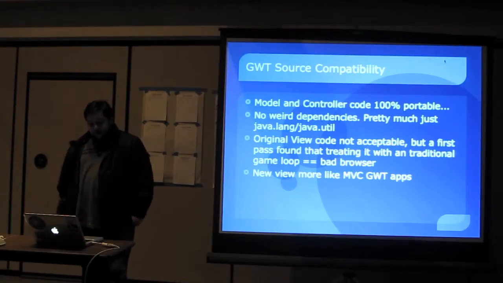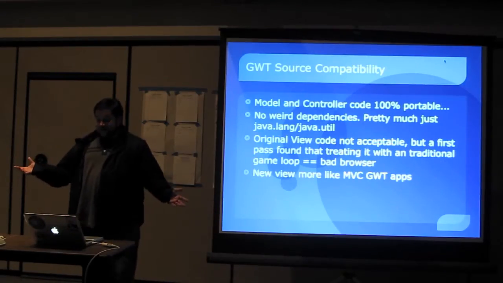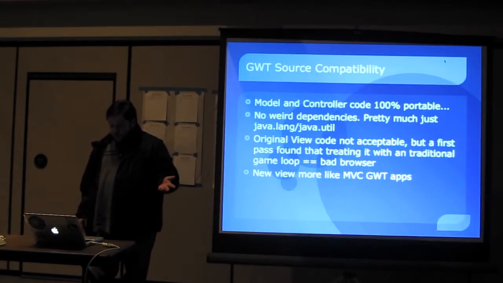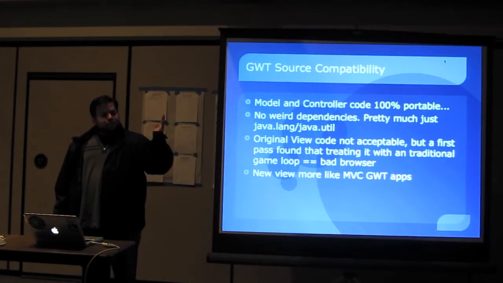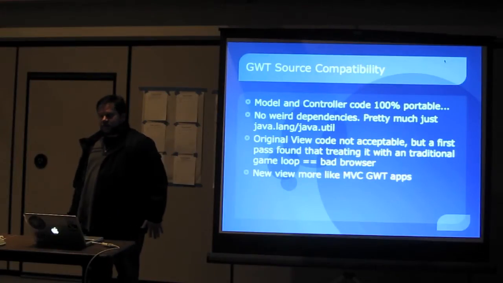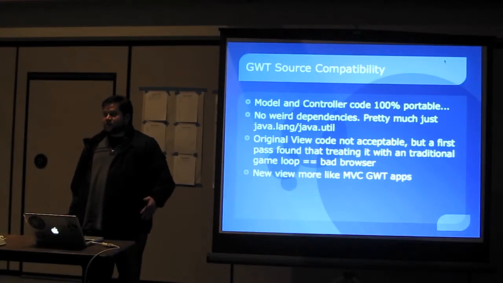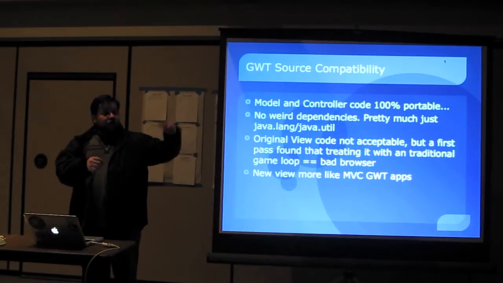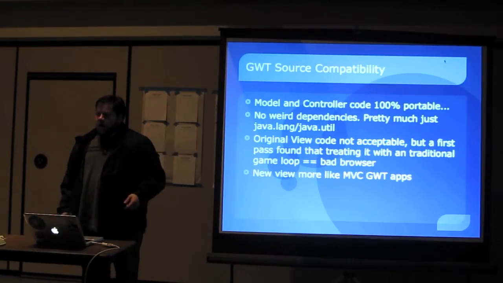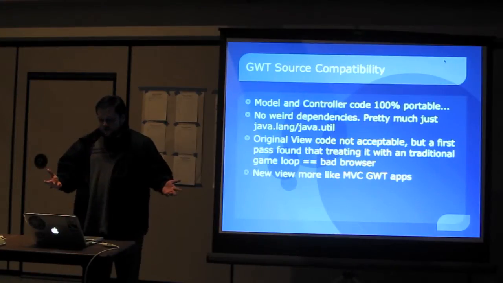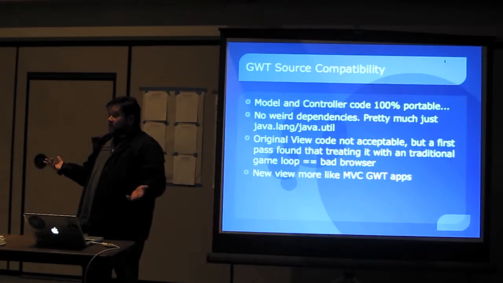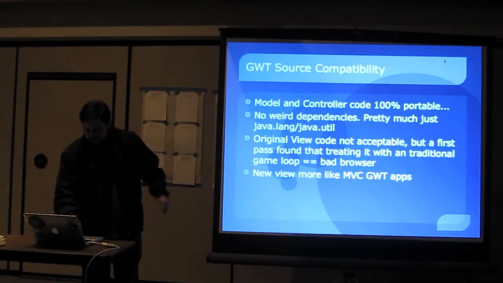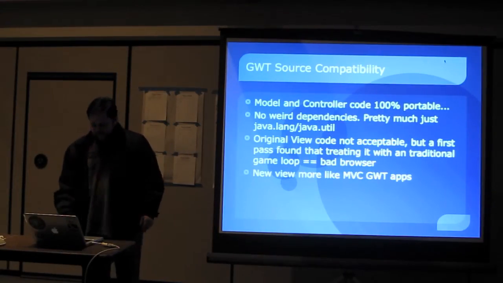The model and the controller code is 100% portable. There are no weird dependencies. It's pretty much just written in java.lang, java.util. The original view code was not acceptable. Even the original view pattern that came from Shorties 2 didn't work in the web browser because I was using a sort of standard game loop: capture input, re-render, capture input, re-render. I switched that over to a standard model view controller pattern with event updates and properties in the web browser. All of that looks a lot more like a standard GWT app.